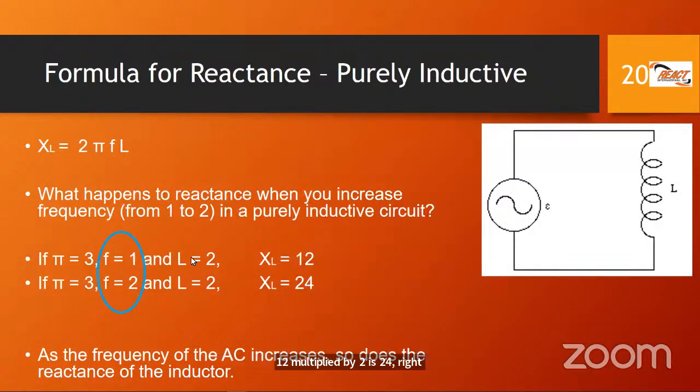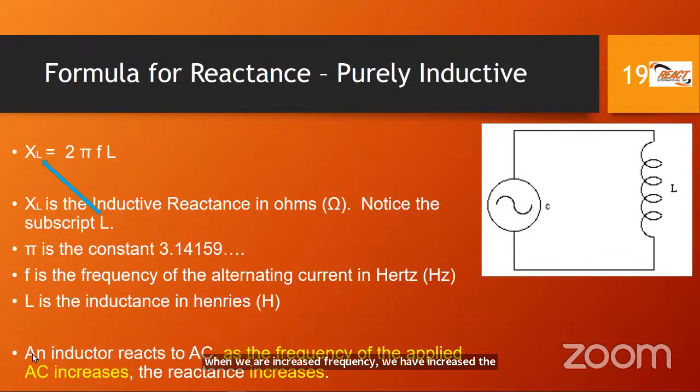So we will see that when we move from the frequency equal to 1 hertz to frequency equal to 2 hertz, the reactance moves from 12 to 24. So we can see when we increase frequency, we have increased the reactance as well. And that is what this exam question is asking. So as the frequency increases, the reactance also increases.